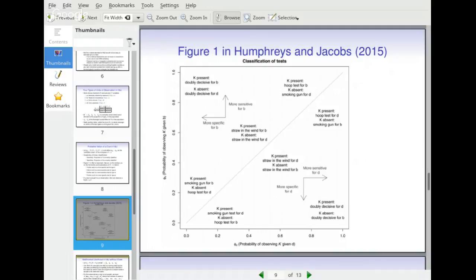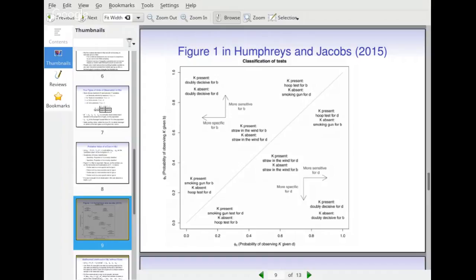There are also a lot of, frankly, weird phrases that apply depending on which part of the square the clue lands you in, like straw in the wind, smoking gun, and hoop test. Those are all explained in more detail in the paper when you check those out. But again, those are historical phrases that give us a typology of clues. Really there are clues with low probative value and clues with high probative value and anywhere in between. It's a continuum.